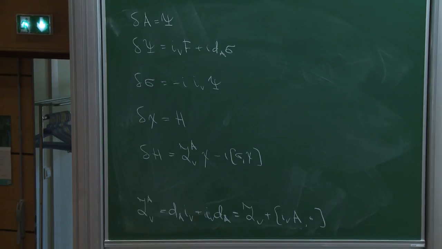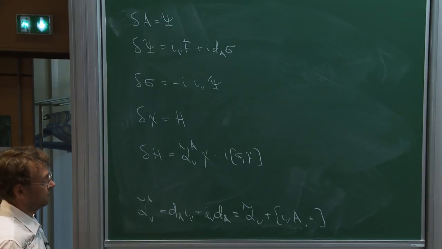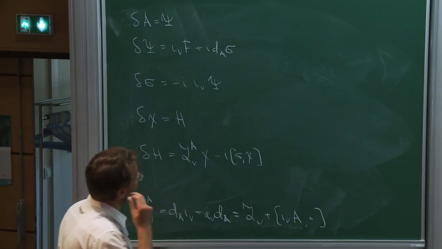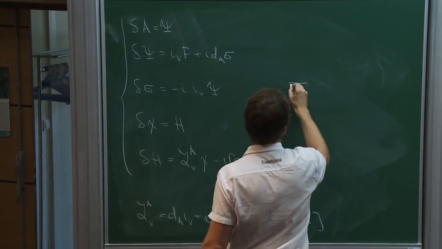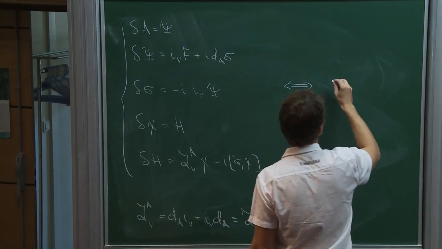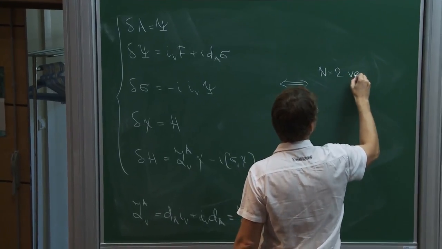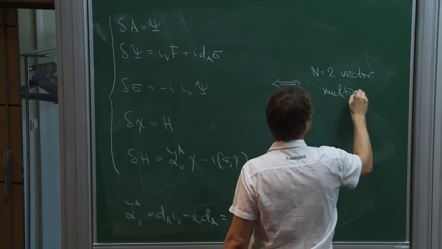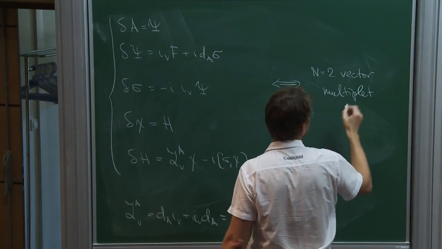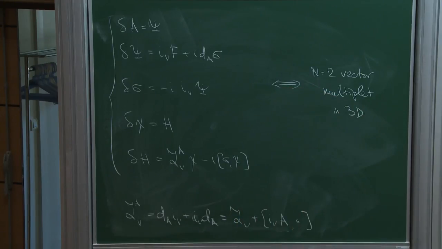Okay. So this is a full multiplet, and mathematically we actually need it, otherwise we will not get a good theory. Now, the physical thing is that this thing is actually one-to-one. You can map to an N equals 2 vector multiplet in 3D. So there exists a map which you can construct.